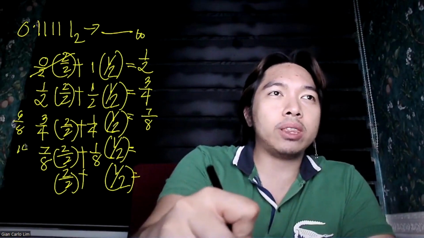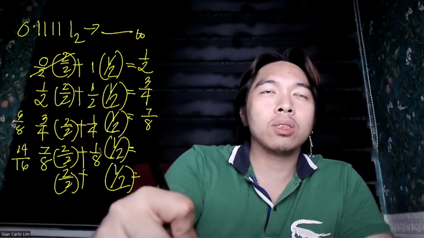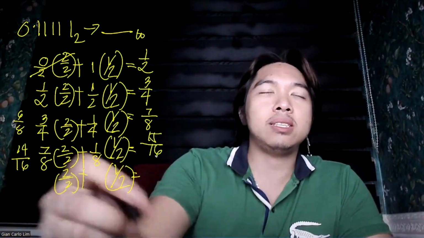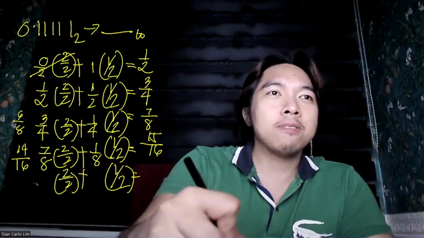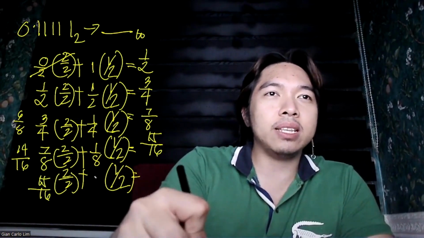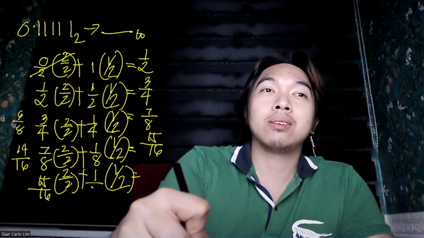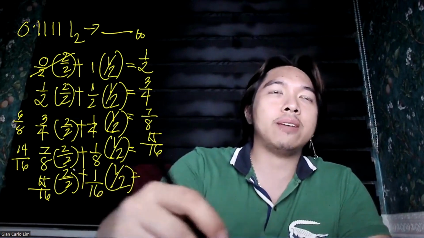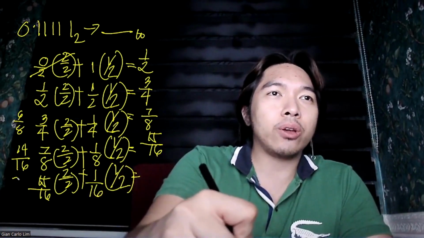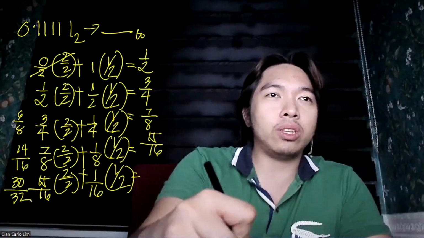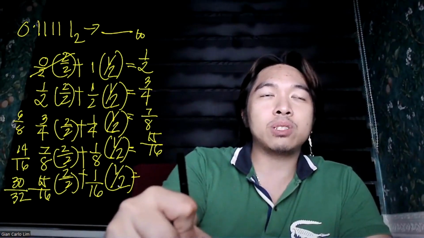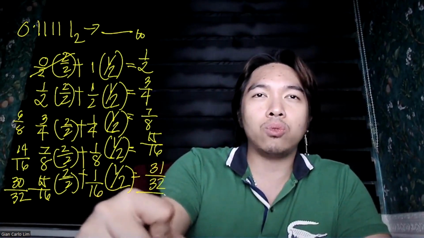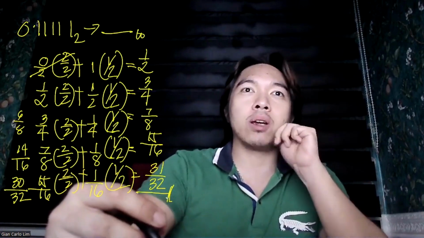So copy 7/8, 1/8. 7 times 2 is 14. 8 times 2 is 16. 14 plus 1, so that is 15/16. And then let's have here the last one, 15/16, and then 1/16. Okay. 15 times 2 is 30. 16 times 2 is 32. 1 times 1 is 1. 16 times 2 is 32. So 30 plus 1, so that is 31/32. And that is now the answer in our problem.